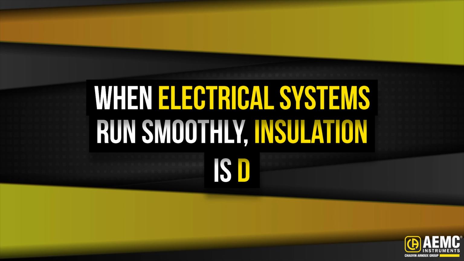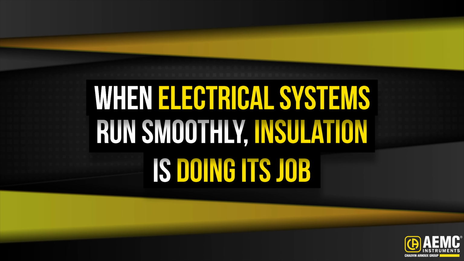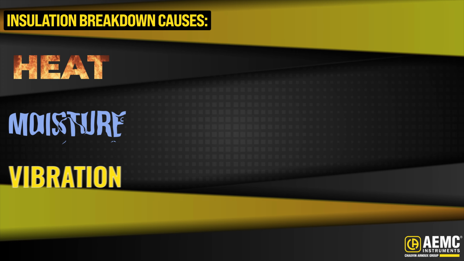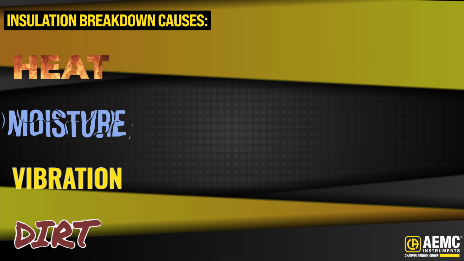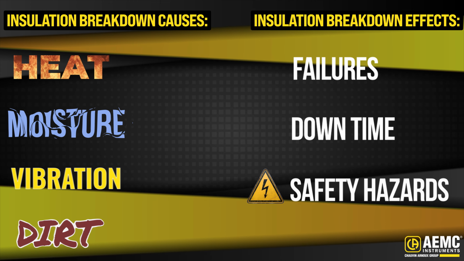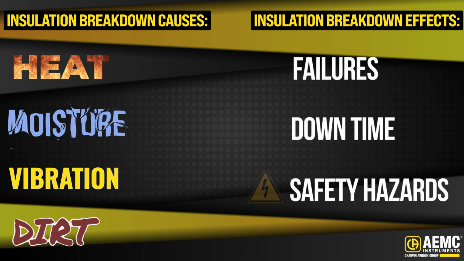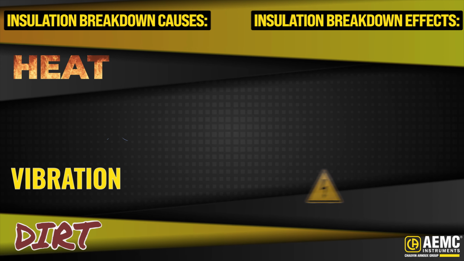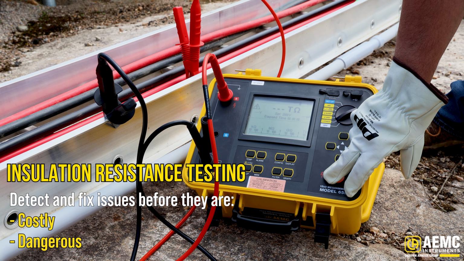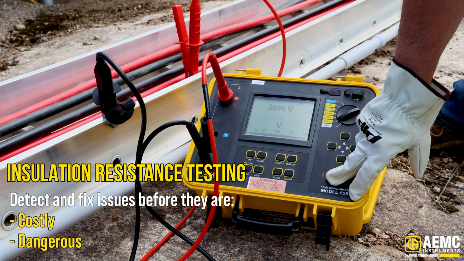When electrical systems run smoothly, insulation is doing its job, keeping current where it's supposed to be. But over time, heat, moisture, vibration, and even dirt can break that protection down, leading to failures, downtime, or worse, safety hazards. That's why insulation resistance testing is so important. It helps detect deterioration early so you can fix issues before they become costly or dangerous.